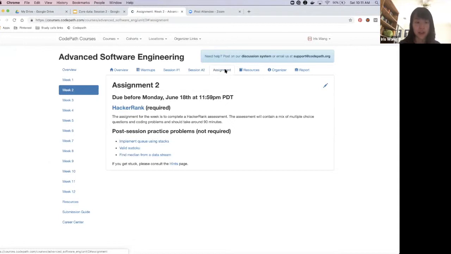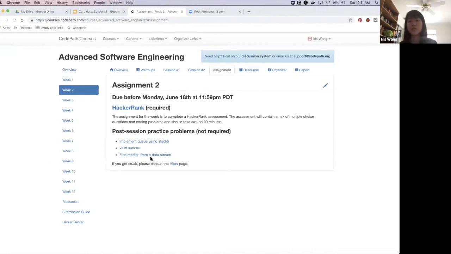assignment tab right here. So if you want more practice with data structures, there are these 3 problems, which I actually think are pretty good problems to tackle and to try to solve on your own. I'd highly recommend you go through them and practice them.